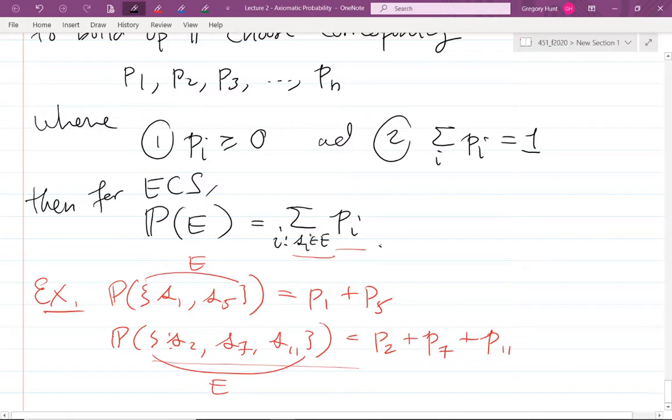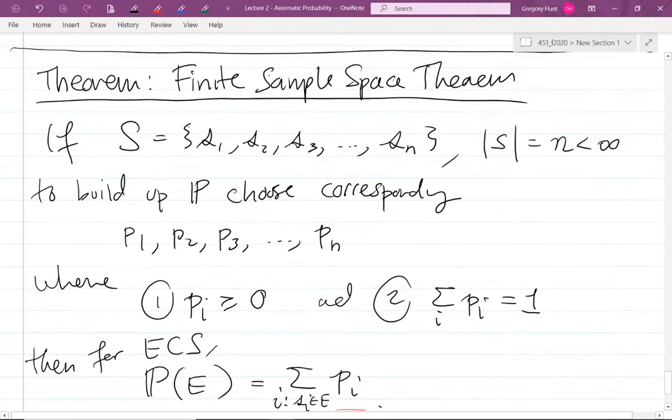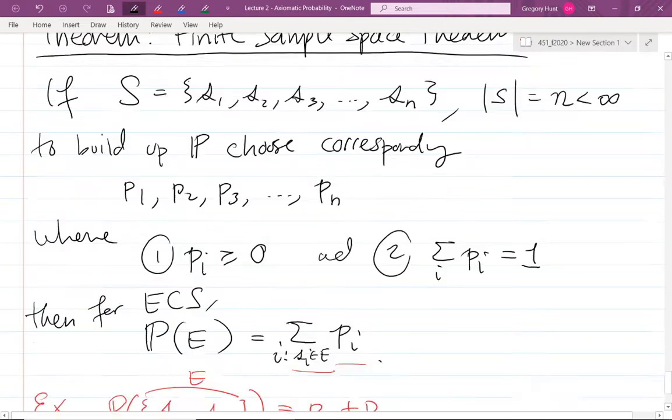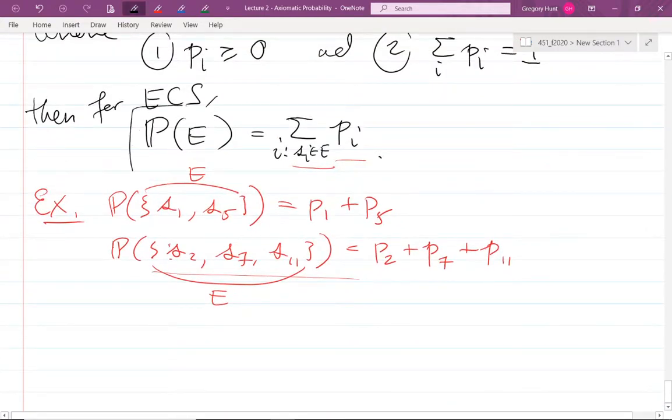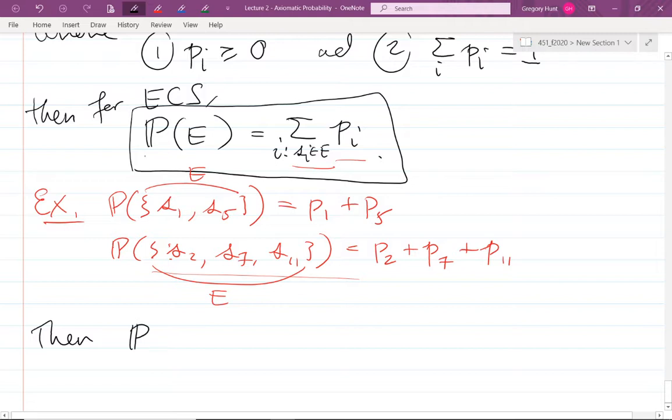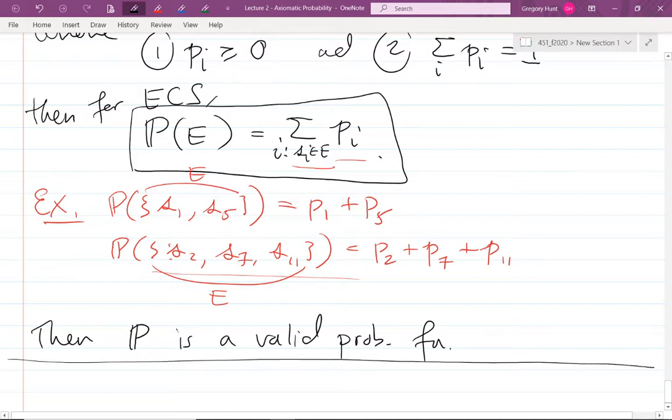So I probably have to actually close the statement of this theorem correctly. So what did I say? I have a sample space. I define a sample space S1 to S sub n. I'm going to choose some corresponding probabilities of each of these individual outcomes. Probabilities better be positive, they better sum to 1. And I'm going to assign probabilities to any event by just summing up the corresponding P sub i corresponding to the outcomes in that event. If I do this, this function, a function we defined, takes in an event and spits out some number, then P is a valid probability function. So that's the statement of the theorem.